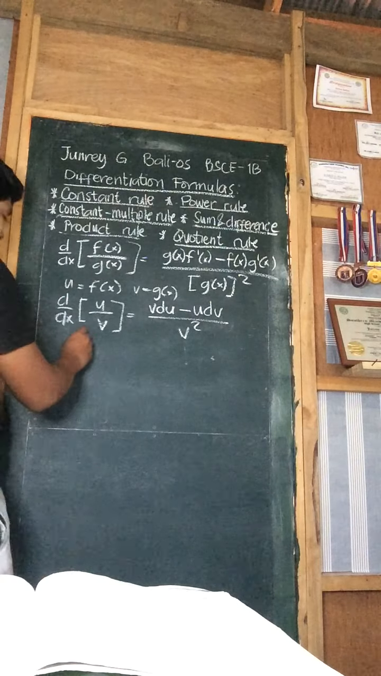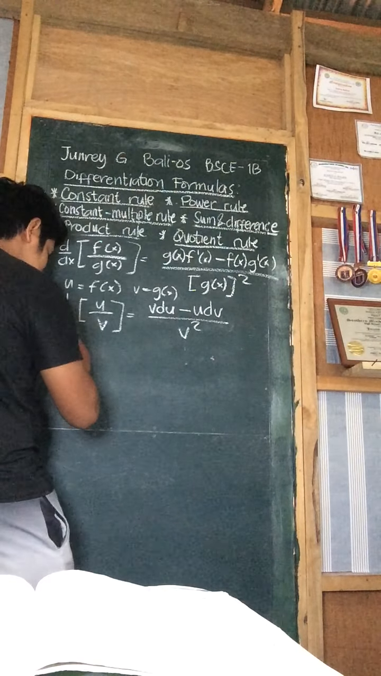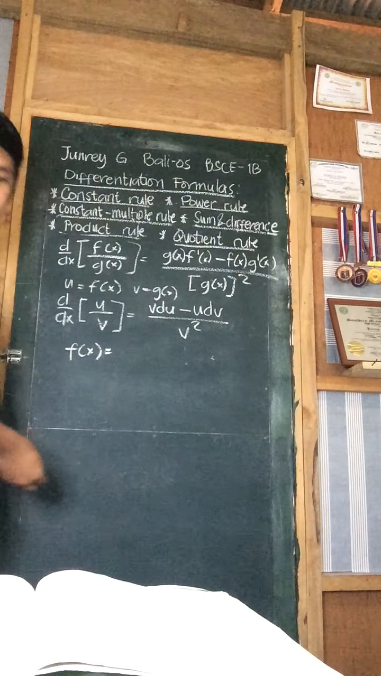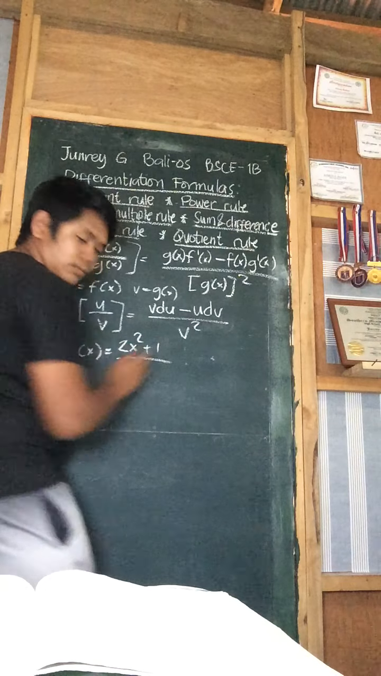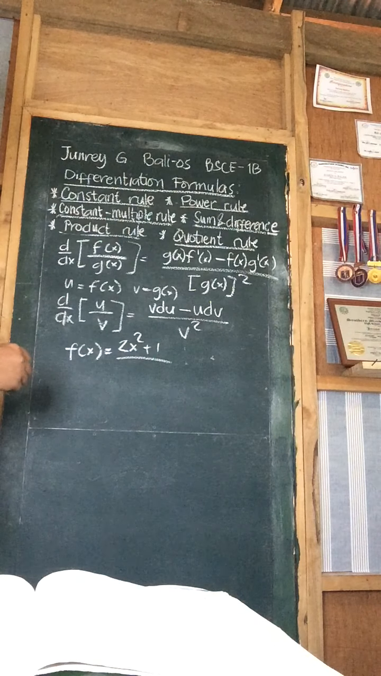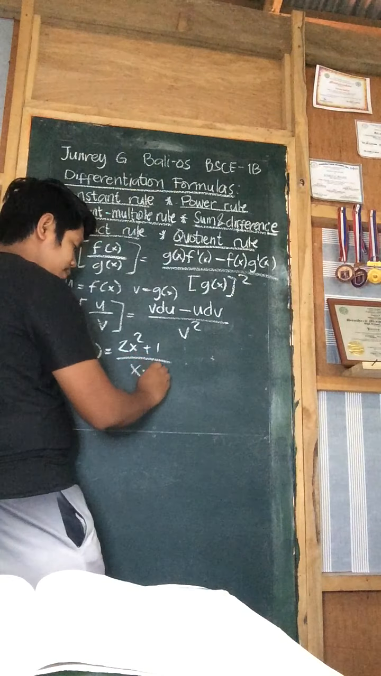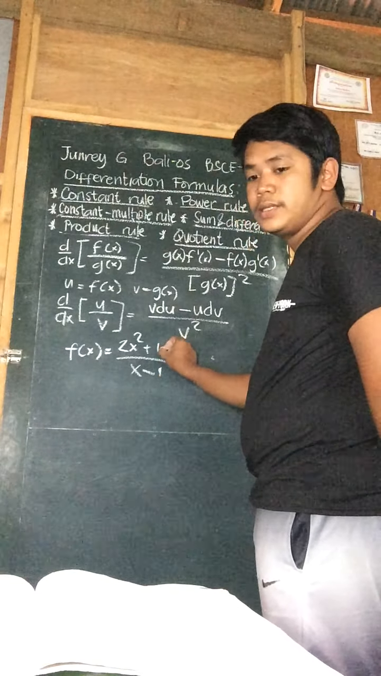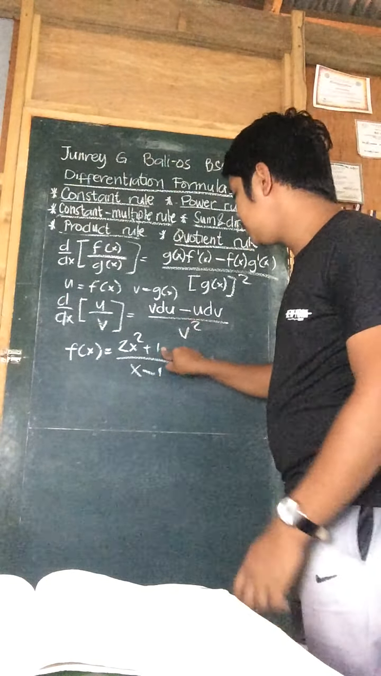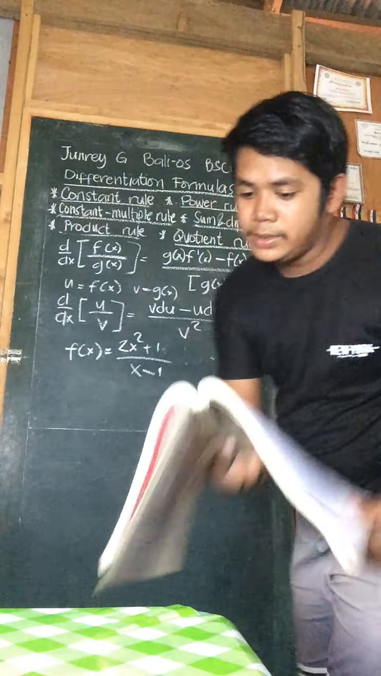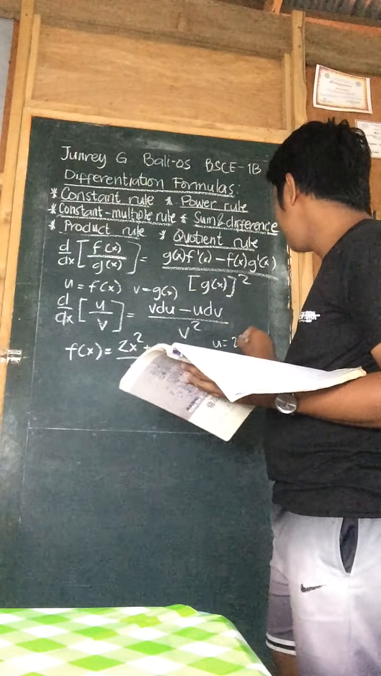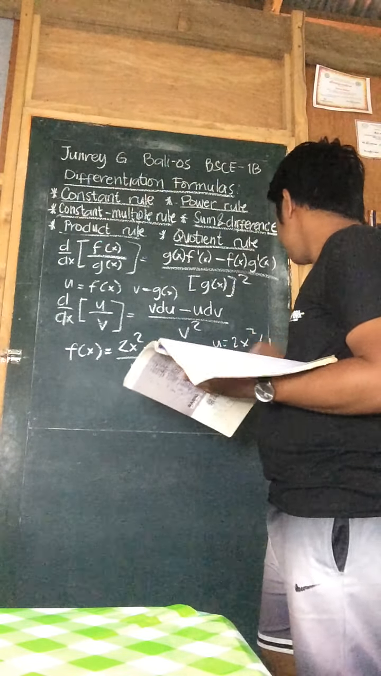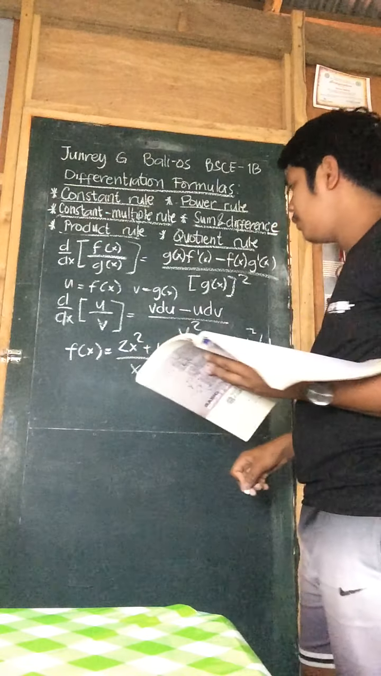So that we have this, we will solve this one. The function f of x is 2x squared plus 1 over, or divided by, x minus 1. So this is very easy. This is the u, and this is the value of v. U is equal to 2x squared plus 1. V is equal to x minus 1.